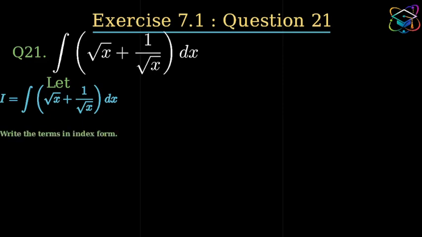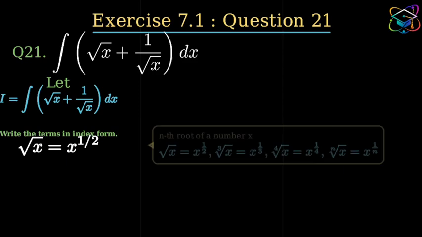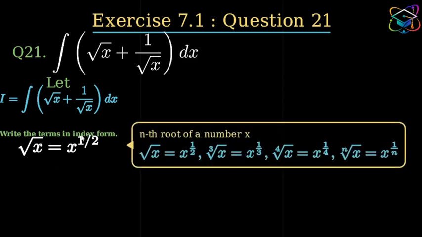So write the terms in index form. Now here I have got two terms. One term is under root of x and another term is 1 upon under root of x. So I can write under root of x in the index form. What is the index form? Index form is something where I write the root in the form of the power. So here it is square root of x, so I can write it as x raised to half.